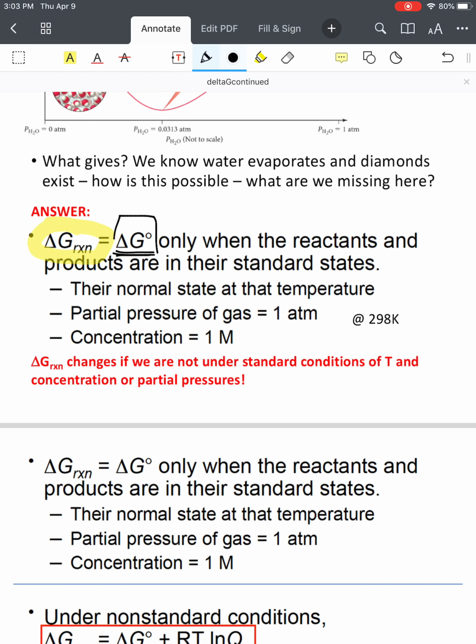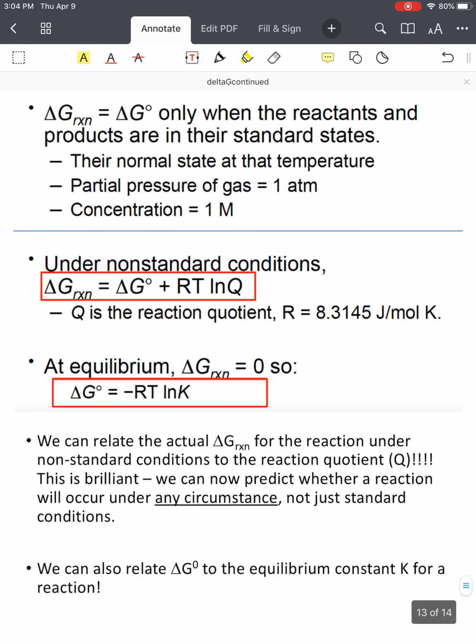And these two are equal if and only if all the reactants and products are in their standard reference states. Again, a bar partial pressure of gas, 1 molar concentration of ions. We've got to be at a specified temperature. And if the chemistry occurs at any other condition, this is not true anymore, okay? So how can we account for this? What can we do about all these other conditions that we encounter in chemistry? Because it seems to me that most chemistry occurs under non-standard conditions.